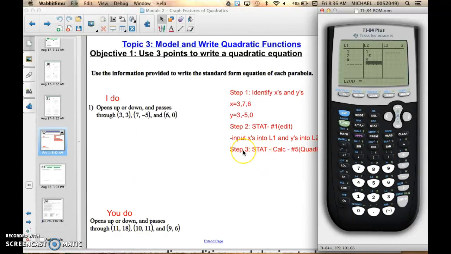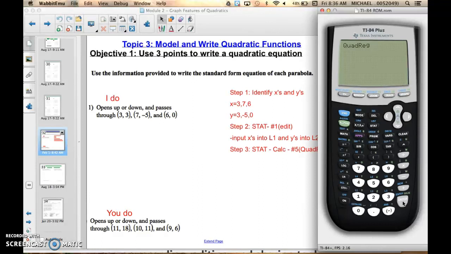Now, the third and final step, this is a very easy objective, is to hit stat calc, and then we're going to do what's called a quadratic regression. We're going to find a regression line, which is called a line of best fit, meaning that there should be a line that hits all 3 of these plotted points, and that will be the best fit line if it does that indeed. So I'm going to hit stat one more time, go over to calculate this time, and then down to number 5. You can either press the number 5 button or move down, it doesn't matter, and hit enter.